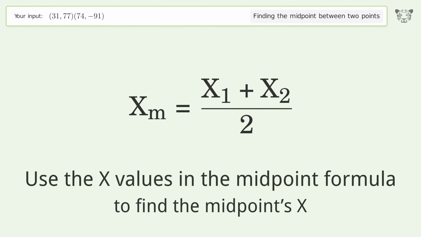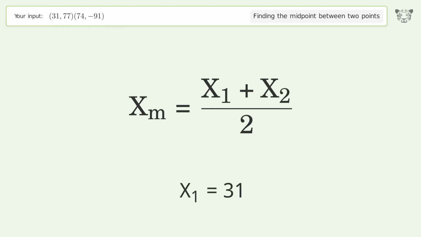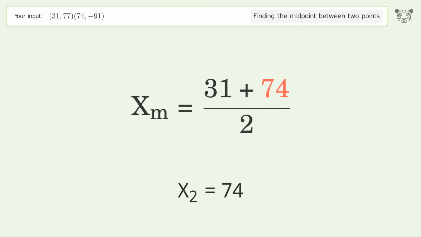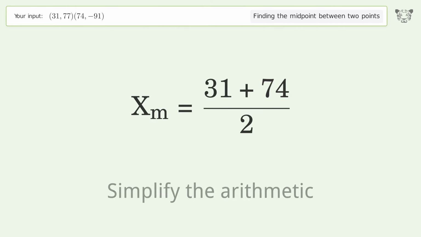Use the x values in the midpoint formula to find the midpoint's x. x1 equals 31. x2 equals 74. Simplify the arithmetic.